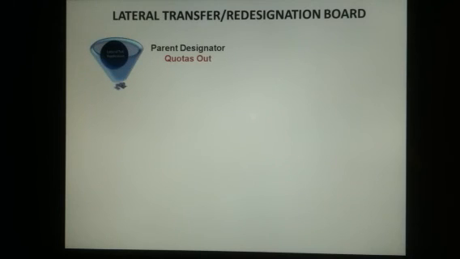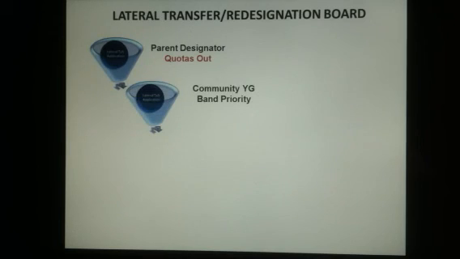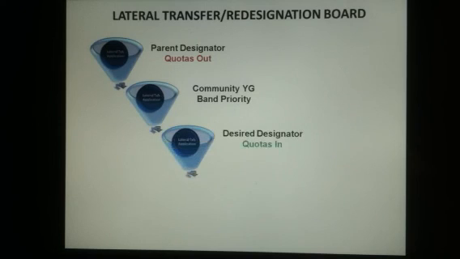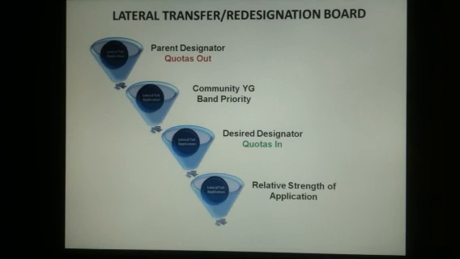So as a way to summarize, the dark blue puck here represents the application, and the little funnel represents the piece of the process. So we talked about the need to have quotas out in your parent designator. Additionally, we have to consider the community's year group band priority, and then there has to be a matchup with the inbound community's quotas in, and then the application gets to compete against others head to head for selection into that community, and then you have the board results on the other end. So I hope this short video has helped kind of explain the process for lateral transfer.